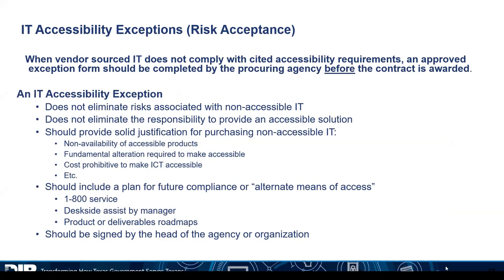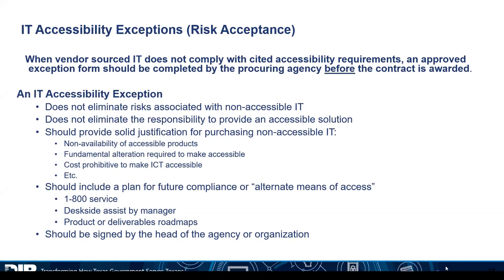And then when you are buying something that's not accessible, or something comes back from development that's not quite there yet, you probably need to have that documented somewhere. In some places, they call it an exception. It's really a risk acceptance. So you want to fill out a risk acceptance form before the actual IT is deployed. And that should be signed by somebody pretty high up in the organization who's willing to accept the risk.